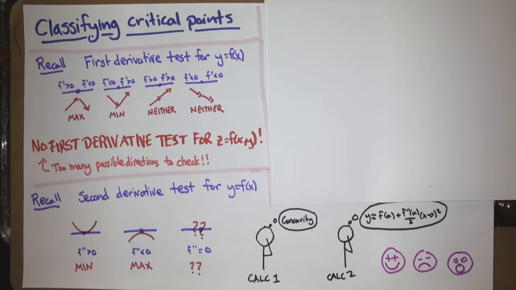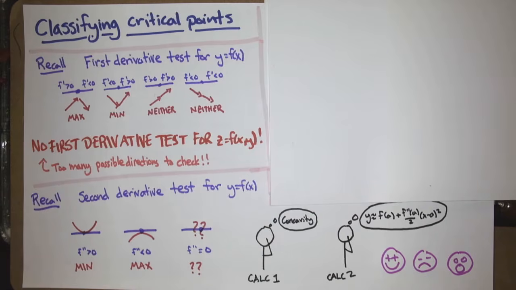Now, why does the second derivative test work? In Calc 1, we said, oh, it's about concavity. It's about how the curve is bending. And that's true. But that was our Calc 1 understanding. If we put on our Calc 2 hats, we say, well, let's think of this as a polynomial.